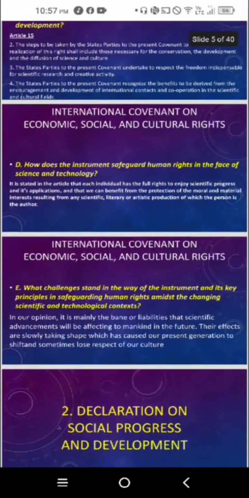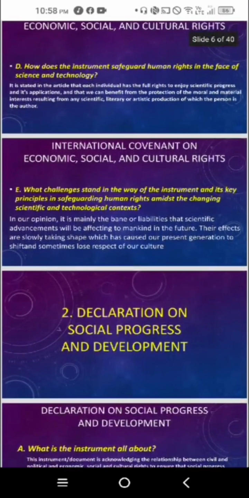How does the instrument safeguard human rights in the face of science and technology? It is stated in the articles that each individual has the full right to enjoy scientific progress and its application, and that we can benefit from the protection of the moral and material interests resulting from any scientific, literary, or artistic production of which the person is the author.